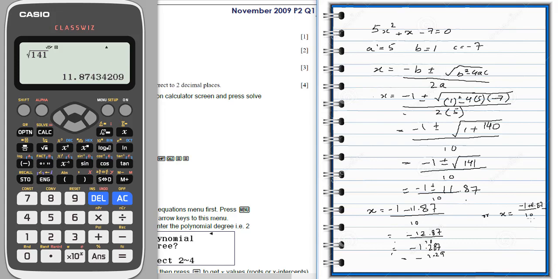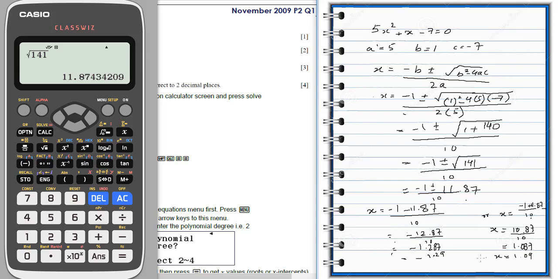Now we are going to the other answer. x equals minus 1 plus 11.87, so that will be 10.87. 10.87 divided by 10 will give me 1.087. If I write this to two decimal places, it will become 1.09.